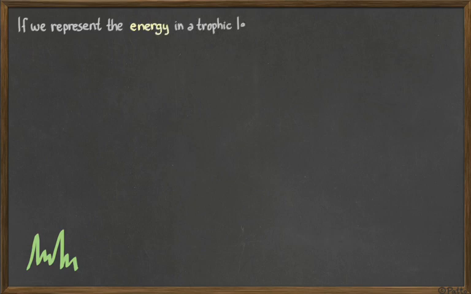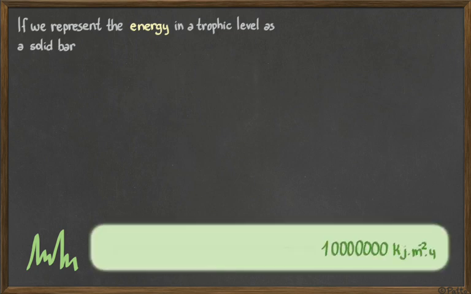Okay? So if we want to represent the amount of energy, there is a way, a convention, that we can use: solid bars like this one here. In this case, I'm representing the amount of energy in the producers, 10 million kilojoules per square meter per year. This is a unit of energy per area per time.